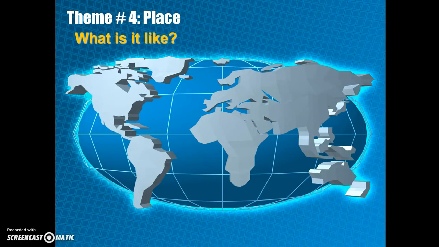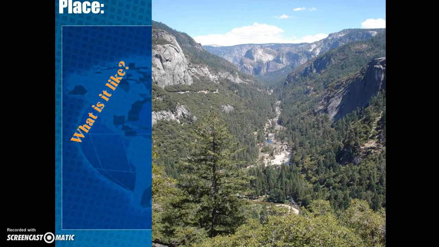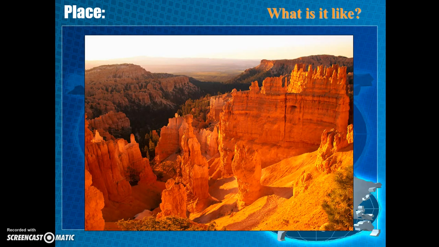The next theme we need to talk about is place. What is it like? So if you look at this picture and ask yourself, what is it like, then what words would you use to describe it? You could say that it is forested, that it has water, it looks like it's not very hot, it's mountainous. These are all words describing place.